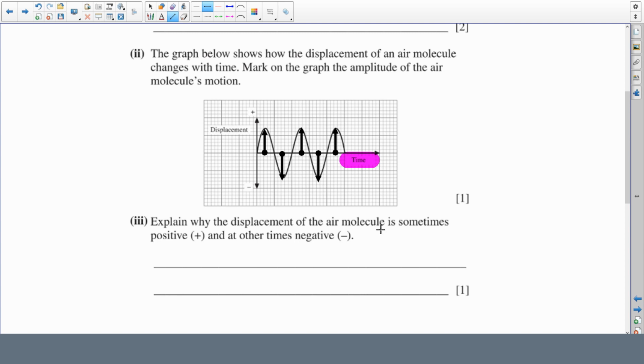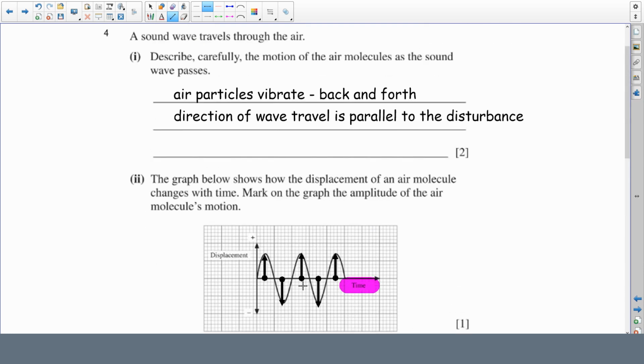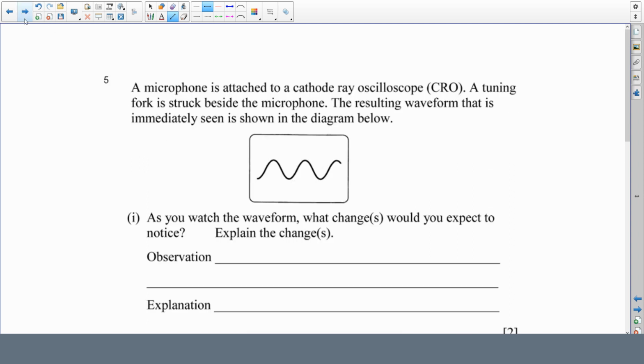Okay, explain why the displacement of air molecules is sometimes positive and at other times negative. Okay, well, all we have to say there is that sometimes you're moving in opposite directions. Okay, that the molecules vibrate about a fixed point, so sometimes they're on one side of that fixed point, and then at other times they're on another side of that fixed point. It's only a single mark, so you can get away with a little bit of waffle here, but the key thing is that the displacement is measured from a fixed point. So sometimes you're on one side of it, and sometimes you're on the other side of it. And that's what we mean by positive and negative displacement. Okay, so nothing else on that time one. I was wrong to highlight that, but always good practice when you're looking at graphs. What's on the x-axis, what's important.